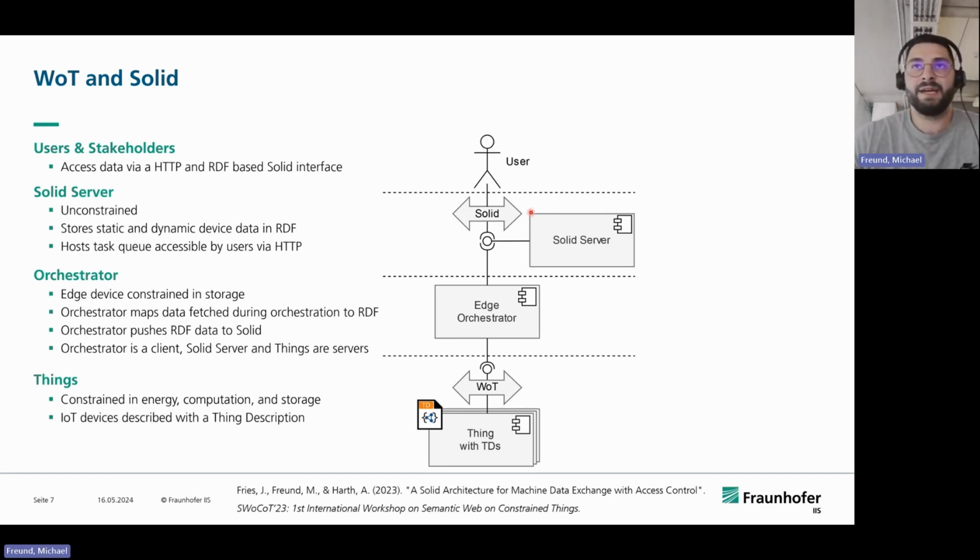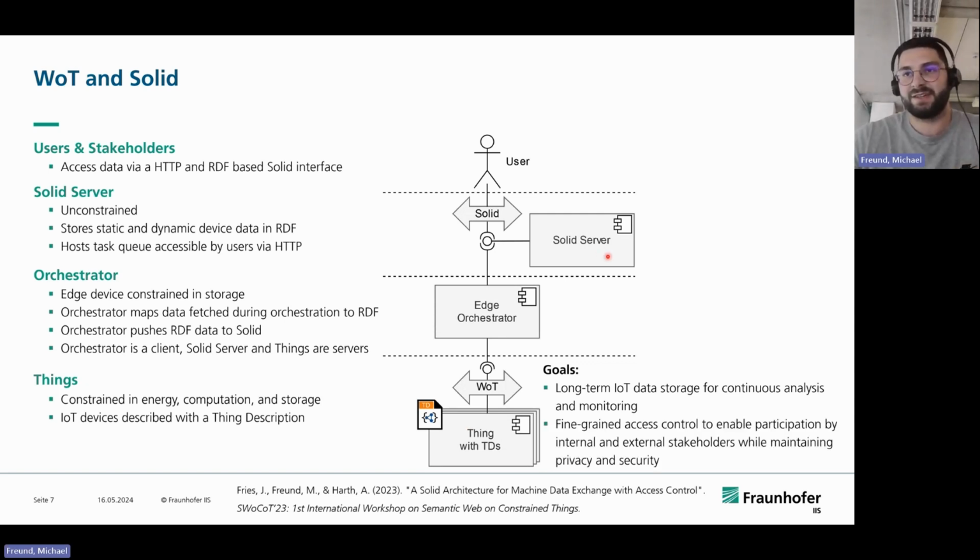So we can view data, and if we want to give tasks to our machines, we post a new task to the Solid server, which is then fetched by the orchestrator and distributed to the things that execute that command. So with that architecture, we were able to include the users and send control commands to the things. But if we look at the goals that we had before, they were long-term data storage, which we have in a Solid server, and fine-grained access control, which is also something that Solid provides. So we can check that.